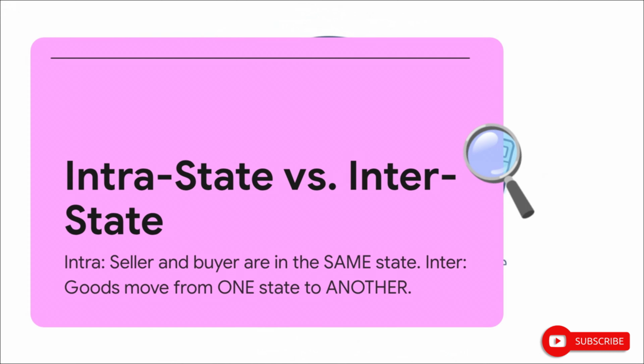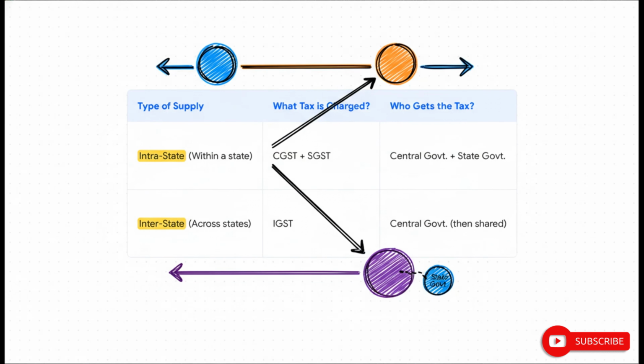First, if the seller and the buyer are in the very same state, say someone in Mumbai sells to someone in Pune, that's called an intrastate supply. But if the goods cross a state border, say from Maharashtra to Gujarat, that's an interstate supply. Seriously, once you get this, everything else falls into place. And boom, this table right here makes it all crystal clear. Look, for a sale within a state, the GST gets split right down the middle. Half goes to the central government as CGST, and the other half goes to the state government as SGST.